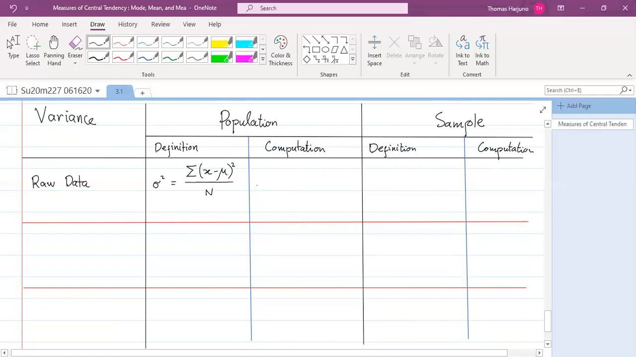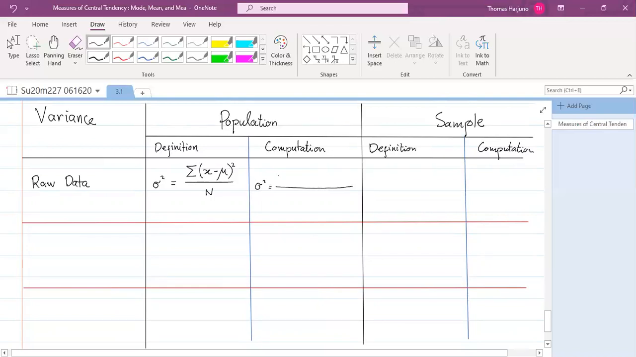The computation formula seems to be longer, but in reality, it's actually easier to use. That's why we call it the computation formula. The time that we use the computation formula is approximately 3 times faster compared to the definition formula. Computation formula may take, let's say, 1 hour. Definition formula will take approximately 3 hours. Just say it that way, okay? The formula seems to be longer, but it's a lot more efficient.